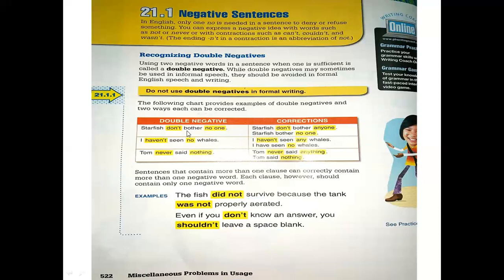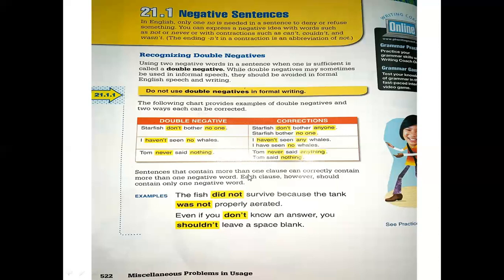Just look at the table. Here we have three examples of double negatives. Starfish don't bother no one. I have not seen no whales. Tom never said nothing. Now here the corrections are: starfish don't bother anyone, or starfish bother no one. They've corrected the next sentence in a way: I haven't seen any whales, or I have seen no whales. And the third example is Tom never said anything, or Tom said nothing.